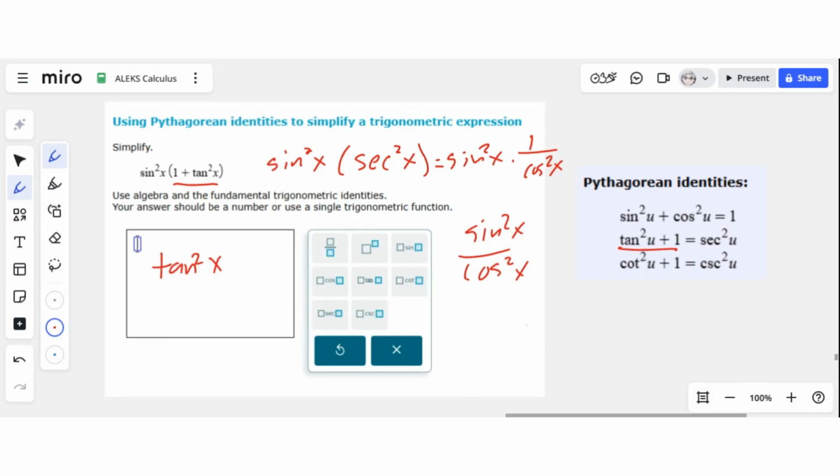So that is a little work with using the Pythagorean identities to simplify trig expressions.